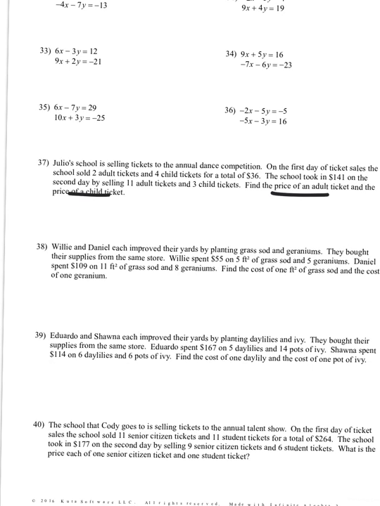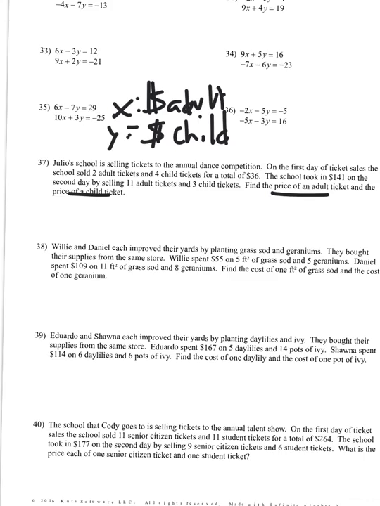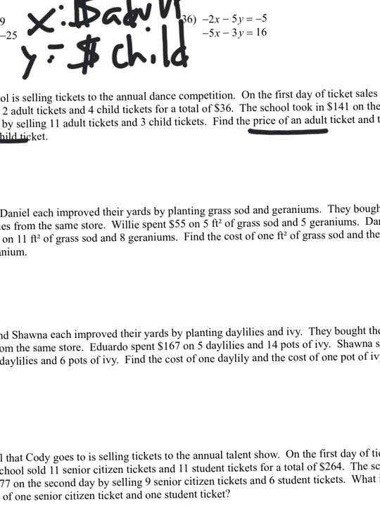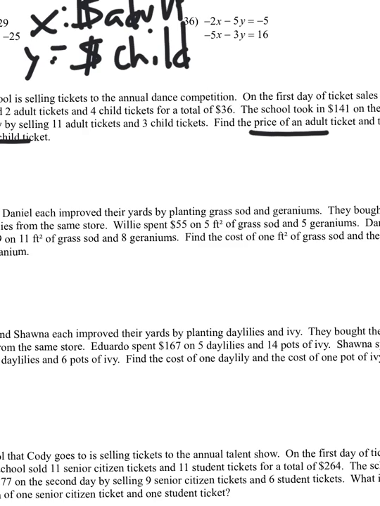So that's my two variables, and I'm going to define them above the problem. I'm going to let x be my price, so I'm just going to put a dollar sign, for an adult ticket, and I'm going to let y be my price or dollar amount for a child ticket. Okay? So now we're going to want to set up a system of equations.